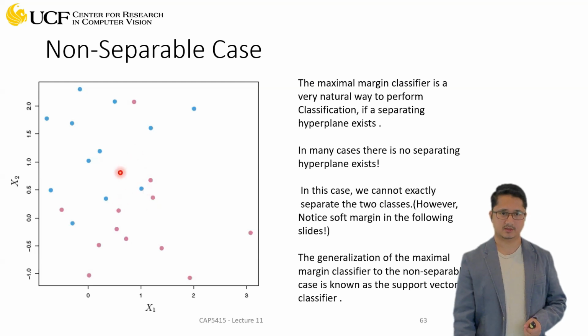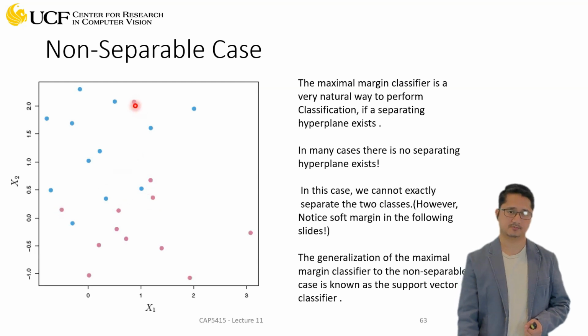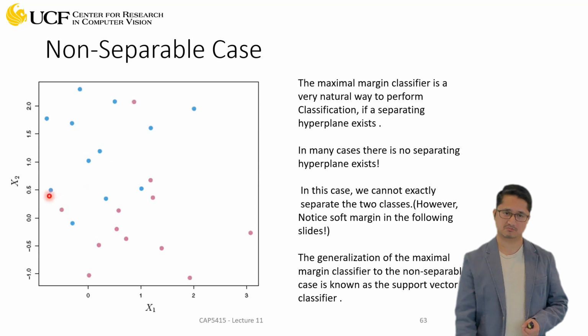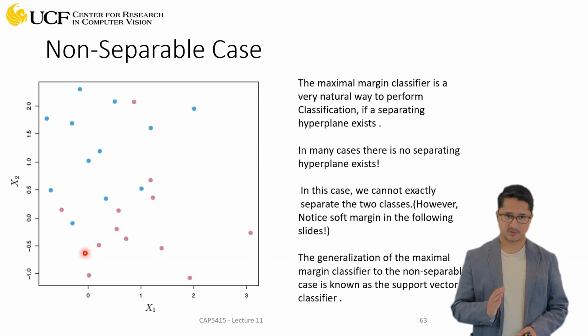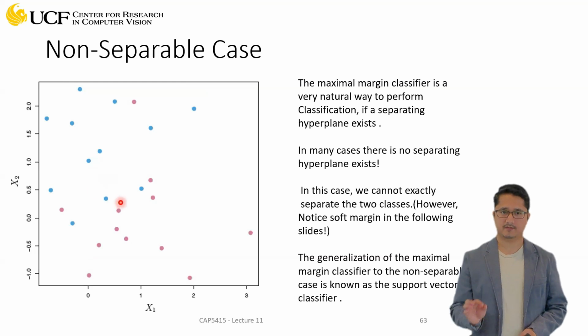The reason is, if you look at these purple dots over here, this one and this one, they're in the middle of these blue dots. And the same is the case with the blue dot over here, it's very close to the purple dots. So no matter what kind of boundary you draw, what kind of straight line you draw, you will always have error in your training sample.